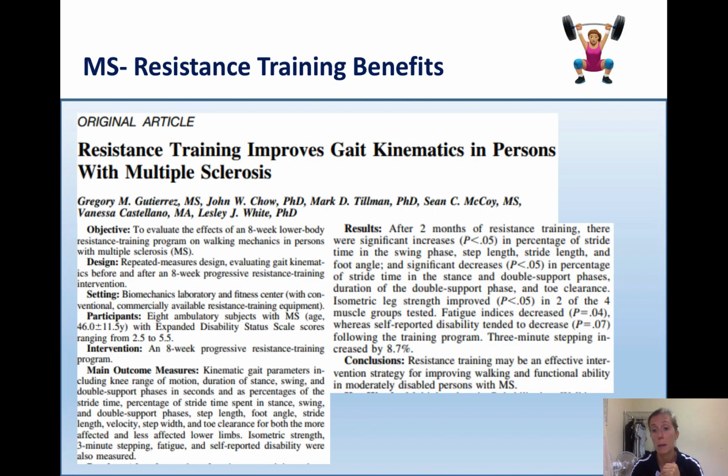So resistance training may be an effective intervention strategy for improving walking and functional ability in moderately disabled persons with MS, which again might sound simple, basic, but we know there's potentially going to be gait issues, and progressive muscular atrophy and weakness in these individuals. So being able to maintain good walking gait over the course of the disease is actually a really important and positive result.